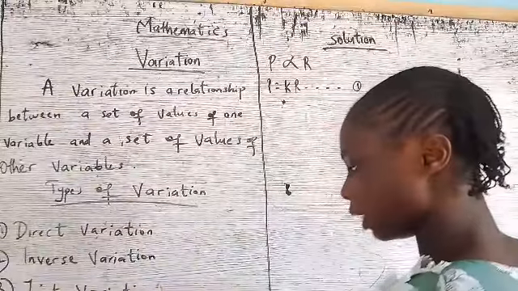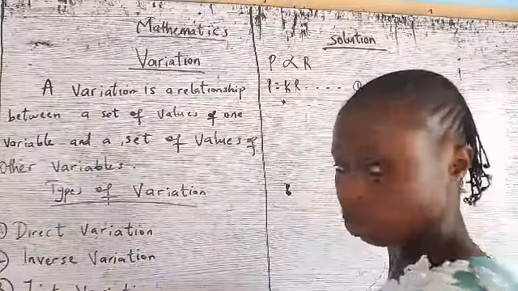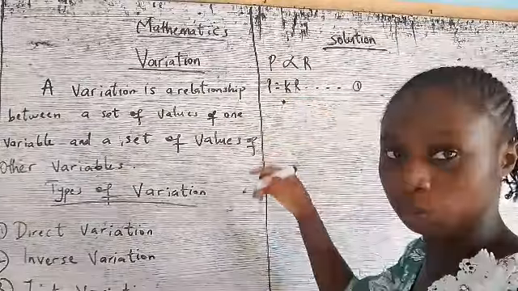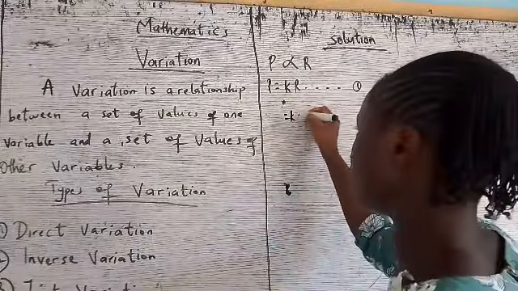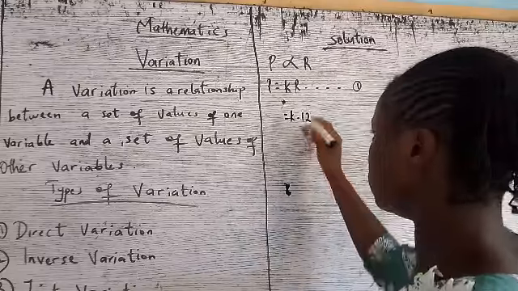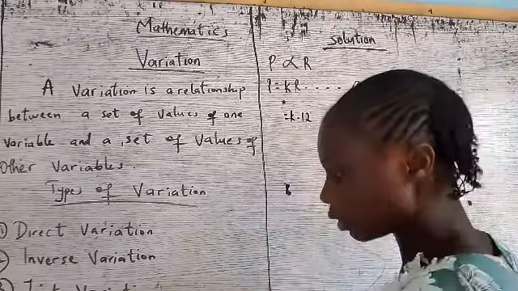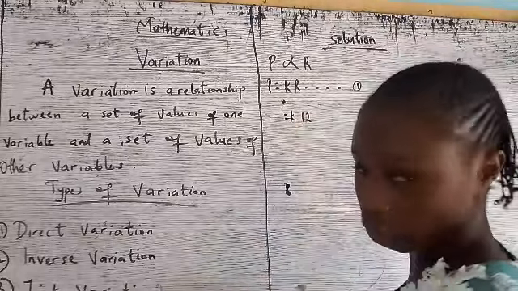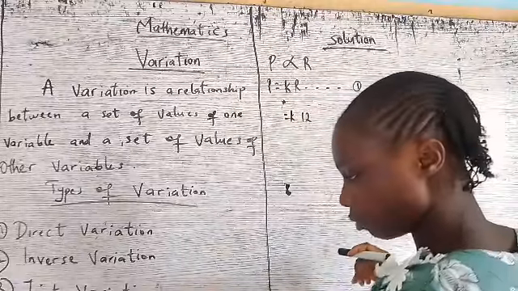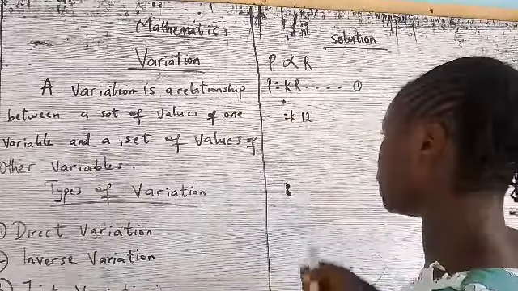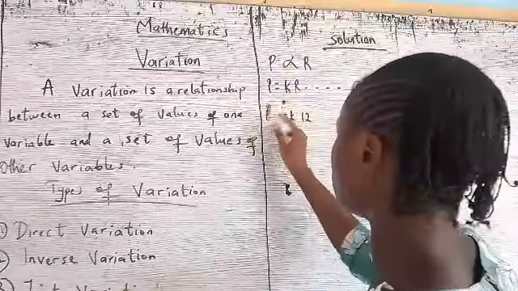If P varies directly as R and R equals 12, so wherever you see R, you put 12. So I'll just say K, then R equals 12. Let me just remove it first so that you will not be confused. So then my P is 10. So my P is 10.